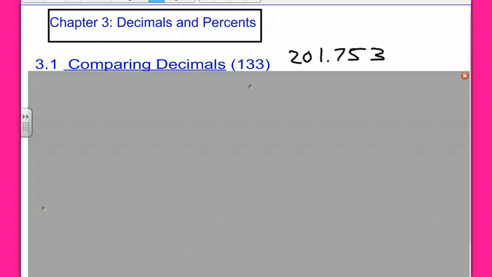We're beginning chapter 3. Remember, when we start a chapter, put the chapter way up high near the top of the page in a box. Chapter 3, decimals and percents.